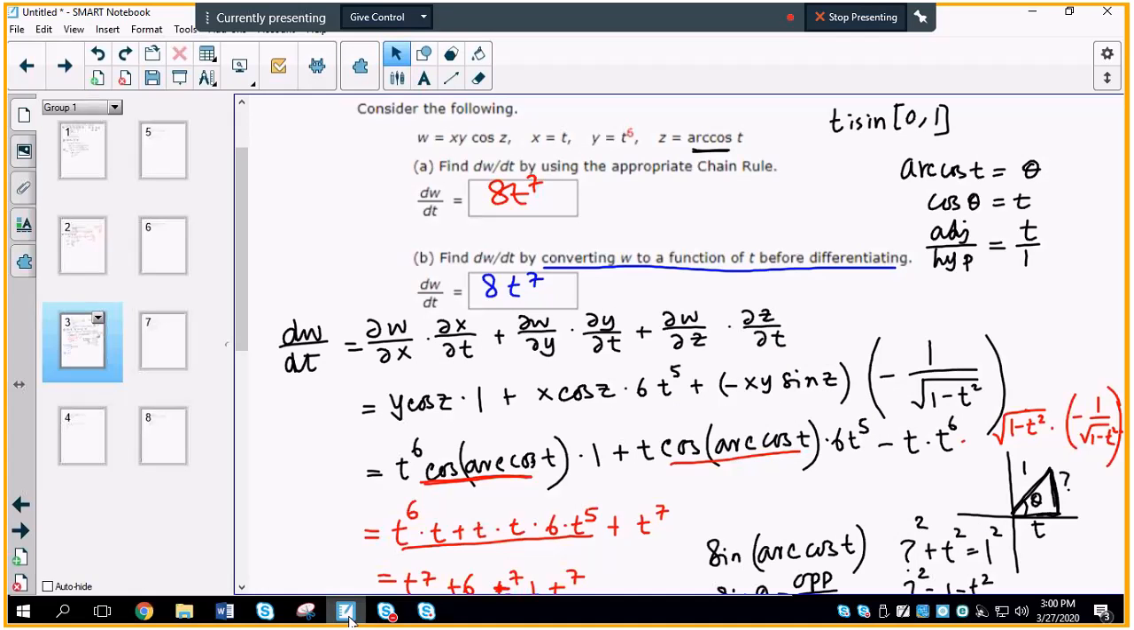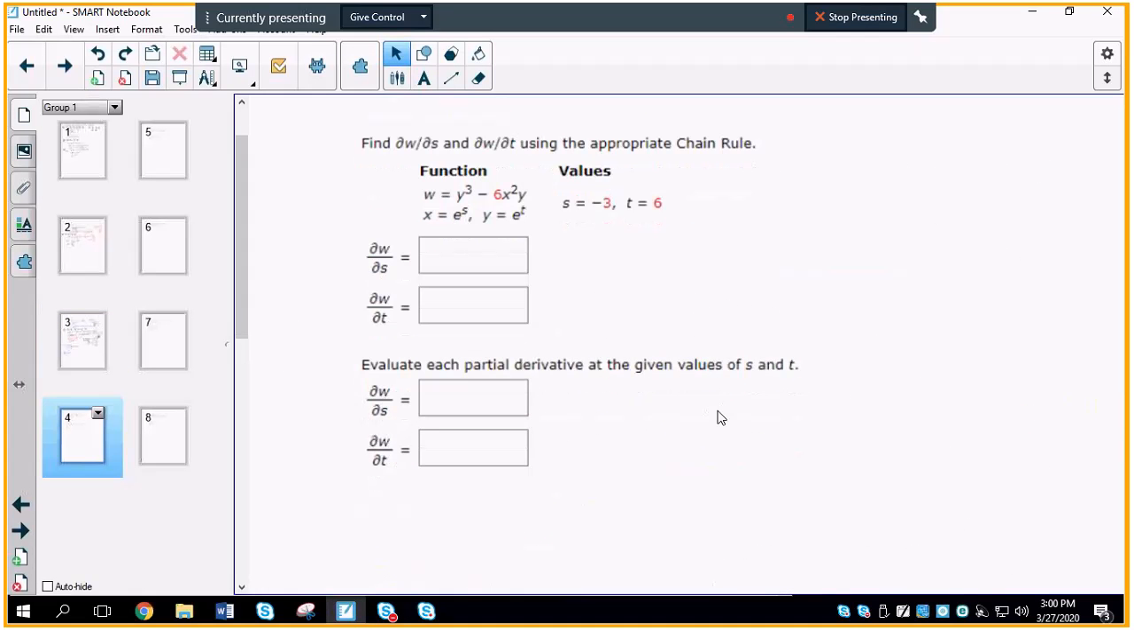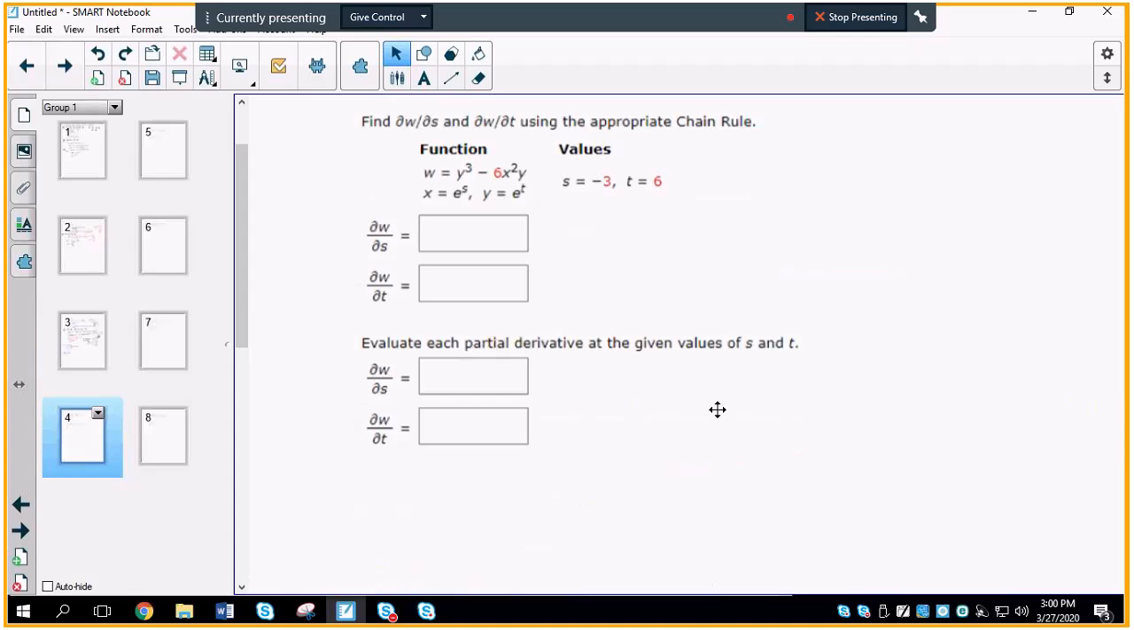Okay, so let's go to our next problem. This one is asking you to find del w del s and del w del t using the appropriate chain rule. And then each of these partial derivatives should be evaluated at s equal to -3 and t equal to 6. So let's see how we do these problems.